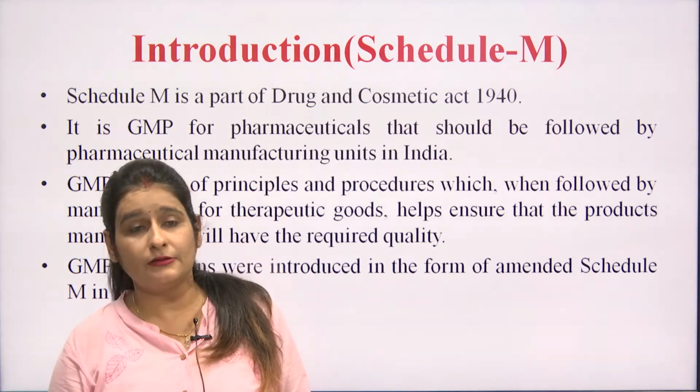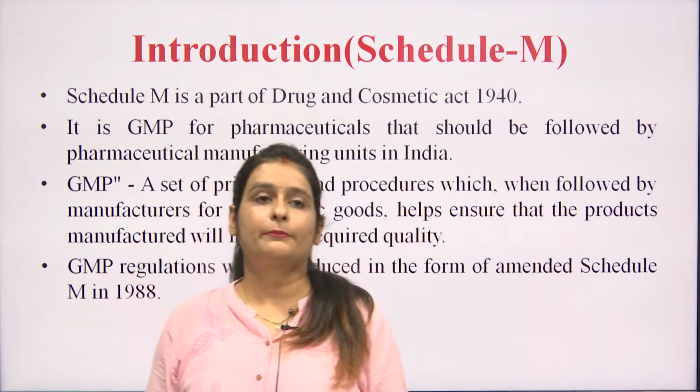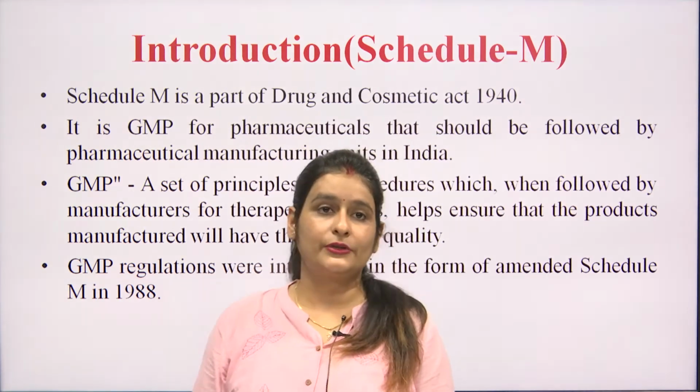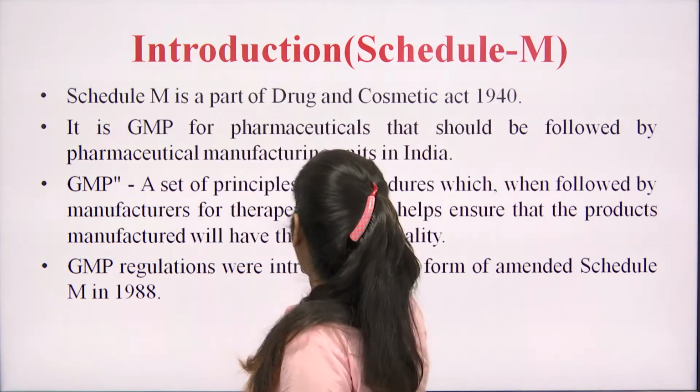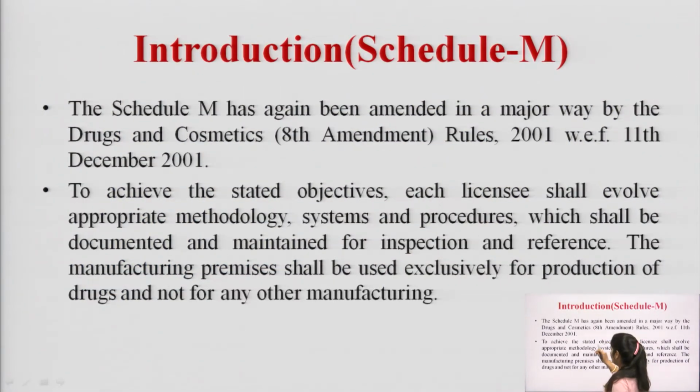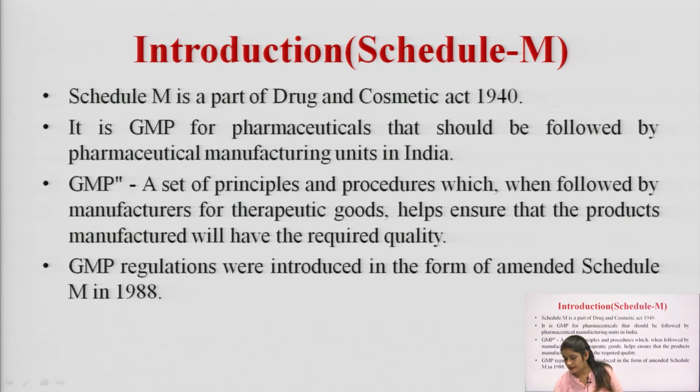Schedule M is, you can say, good manufacturing practices for pharmaceuticals that all have to be followed while constructing the manufacturing unit in India. You can say GMP is a part of quality assurance which assures that the product which we are preparing in pharmaceutical industries has the quality standard for the intended use.